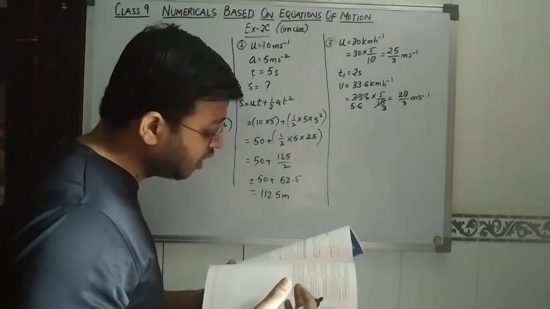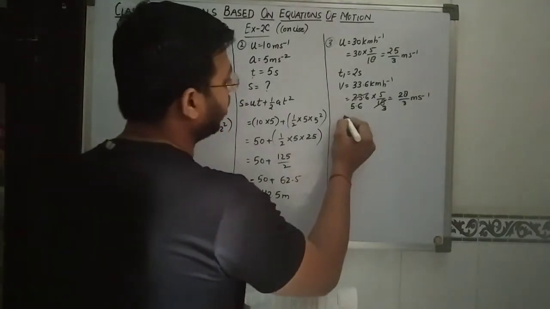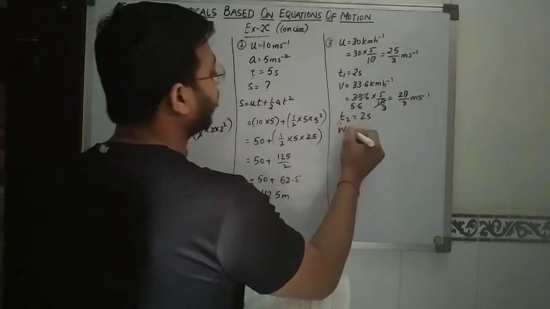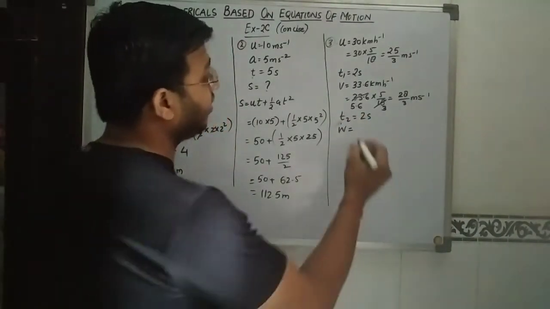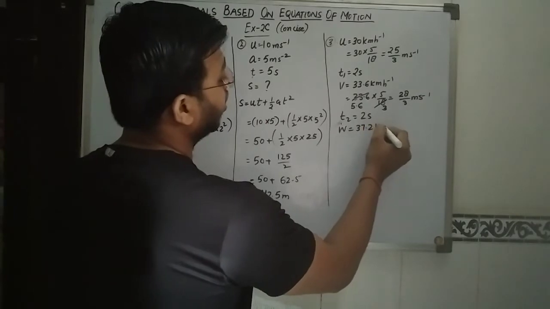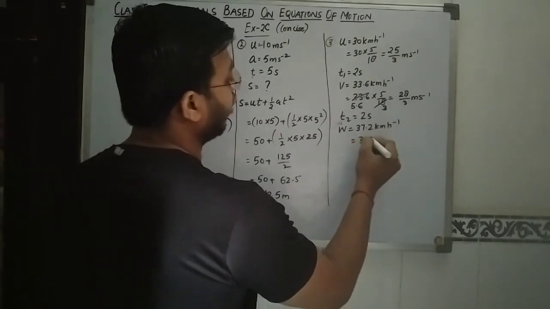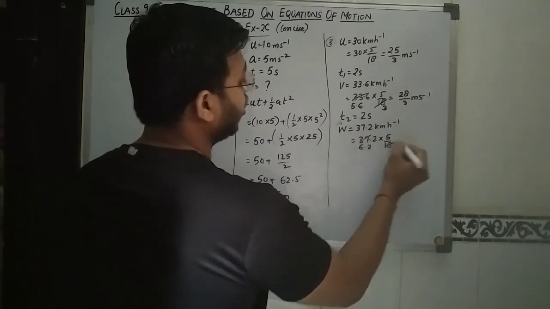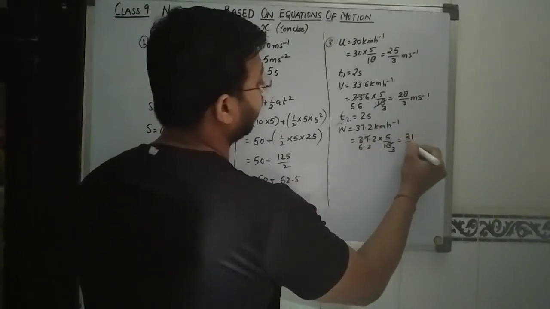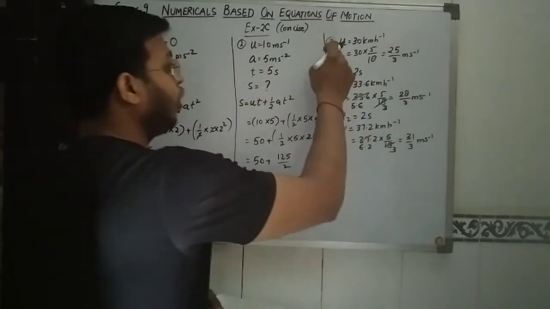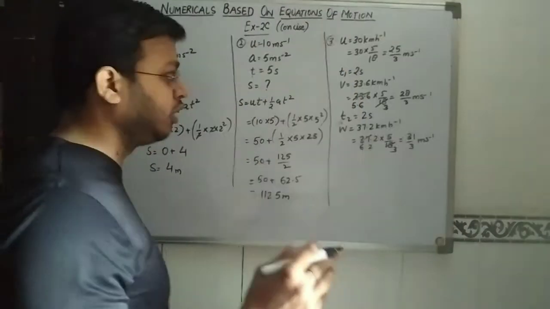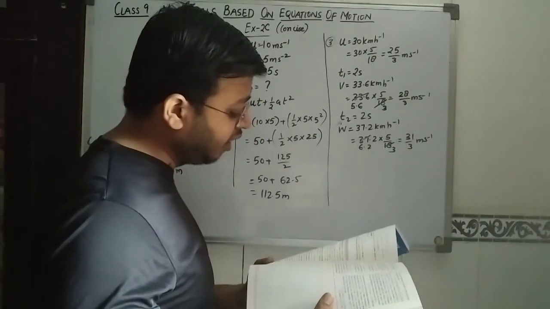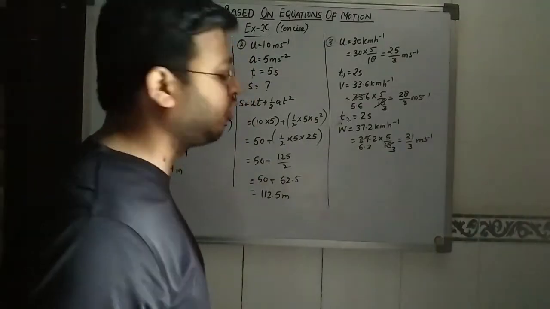Now again in the question, after a further 2 seconds, so t1 again, the velocity, suppose we take it with the symbol W, is 37.2 kilometer per hour. So again you have to convert it into SI units, which gives 31 upon 3 meter per second. So overall u, v and w, 3 velocities are given, and 2 time intervals are given. We have to find the acceleration of the vehicle and whether the acceleration is uniform.